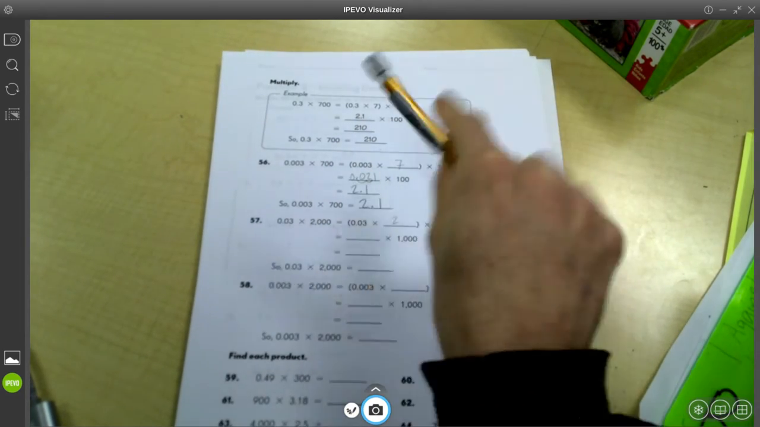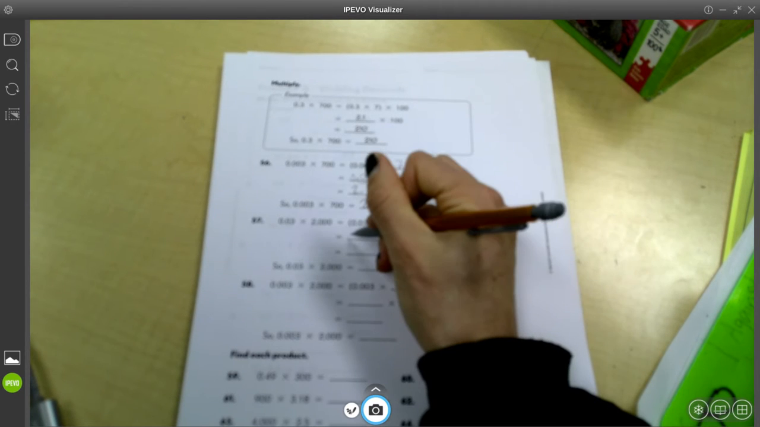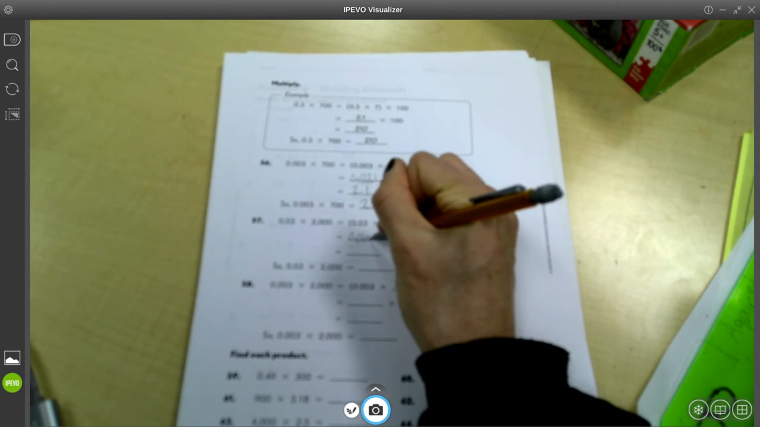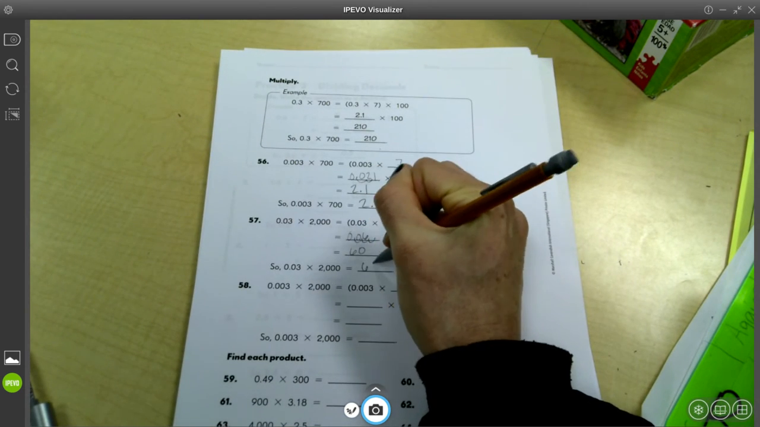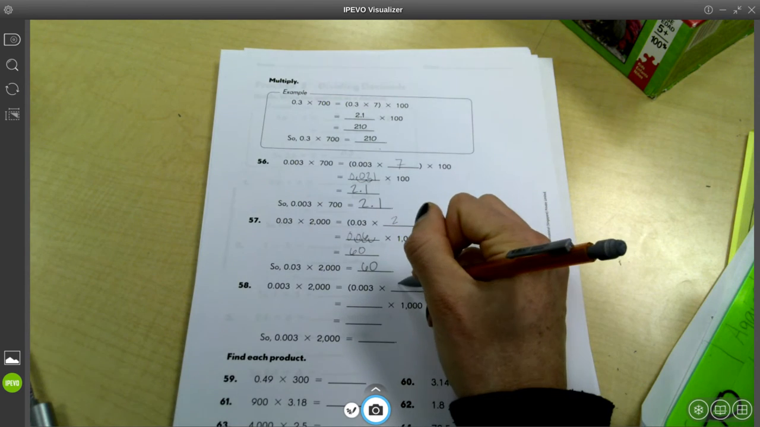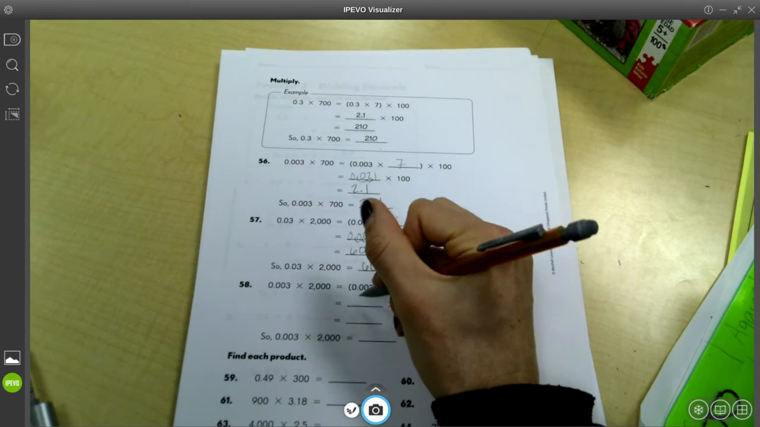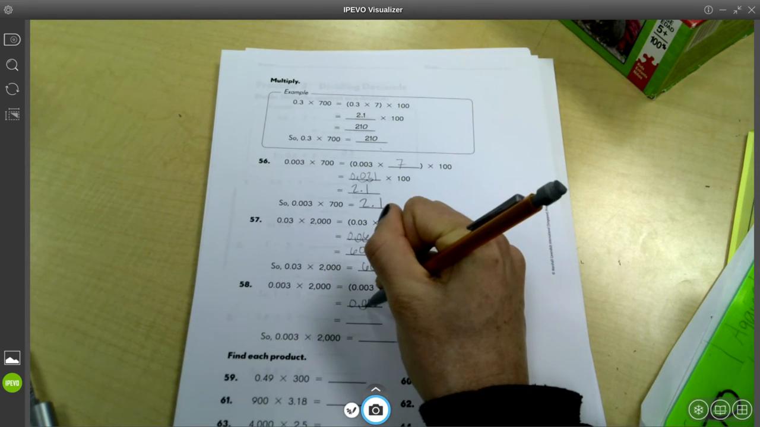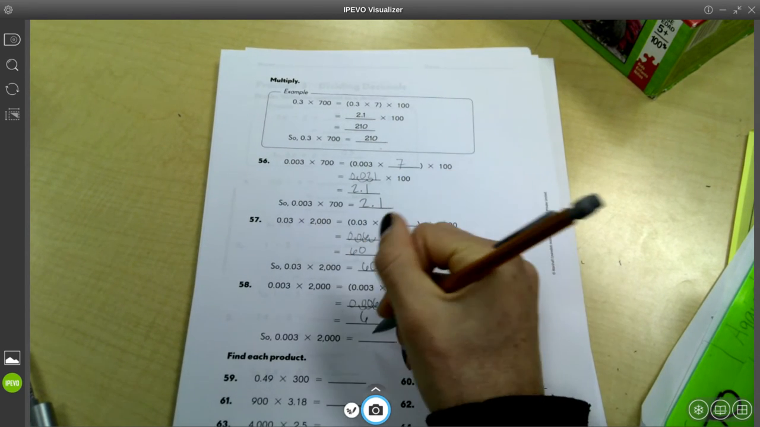All right, 2 times 3 hundredths is 6 hundredths times 1,000. 1, 2, 3, 60. All right. 2 times 3 thousandths is 6 thousandths times 1,000. 1, 2, 3 is 6.